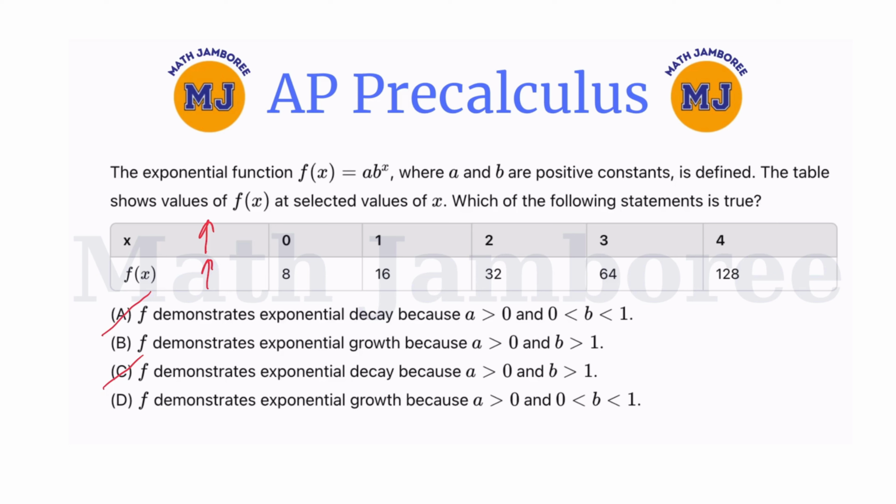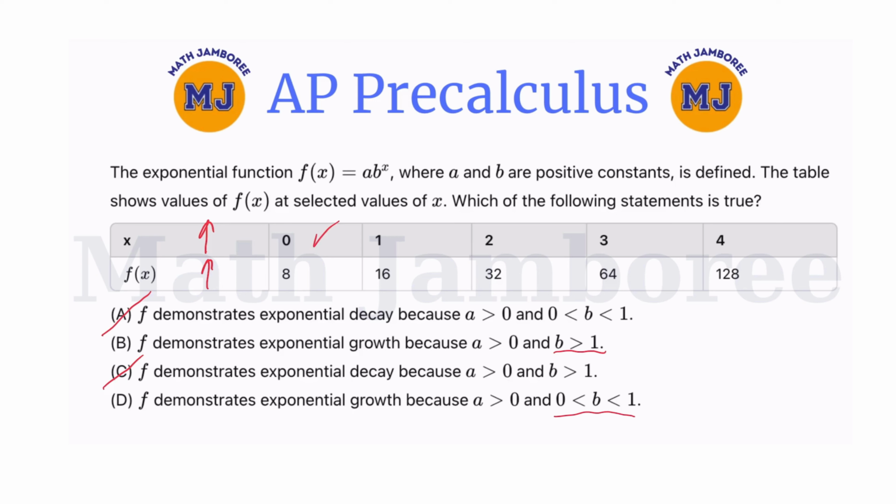So the only difference between choices B and D is whether b is greater than 1, or b is between 0 and 1. In this format, if it is a growth function, b must be greater than 1. So you can just go ahead and select choice B with this info, but I'd like to show you the algebraic solution for it.